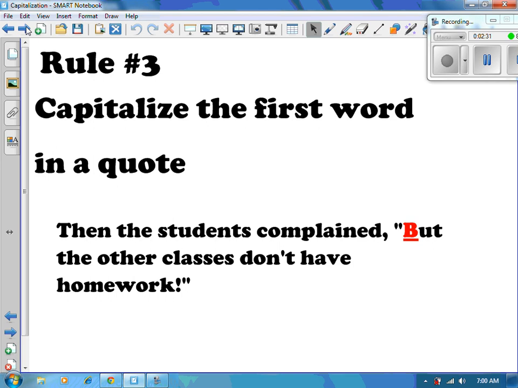The third rule is to capitalize the first word in a quote. And again, you'll see this when you're writing a narrative or maybe a poem or some type of writing that may involve quotes. If you take a look at the sentence, "Then the students complained, 'But the other classes don't have homework!'" you notice that the B in "but" is capitalized. So keep that in mind when writing narratives or other sorts of writing that have quotes within them.